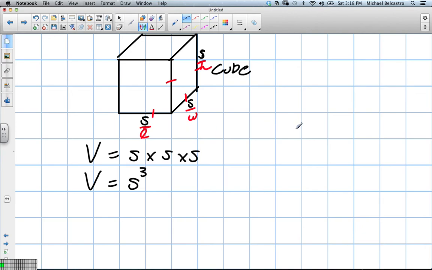Now what if I told you that s was equal to 5 centimeters to be exact? So this side is equal to 5 centimeters. I measured one side. Can I calculate the volume of this cube? Yes. Since the volume is equal to s to the power of 3, and s is equal to 5 centimeters, therefore the volume would be equal to 5 centimeters to the power of 3. So we substituted in for this s value. What did we put in place of that s? 5. So the volume is equal to 5 to the power of 3.